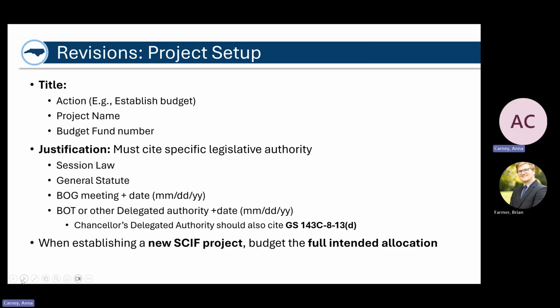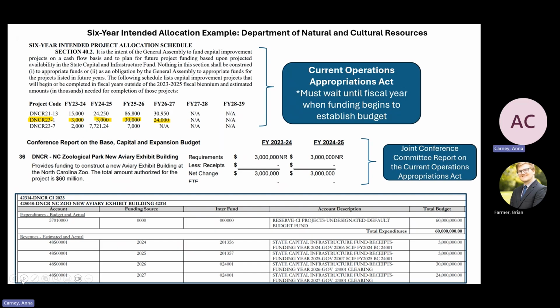And then lastly, if you're setting up a new SCIF project that has multiple years of intended allocations from multiple fiscal years, you can go ahead and set all of that budget up, and we'll look at an example of what that looks like. So if you're not sure where this is, we wanted to include a reminder about that.